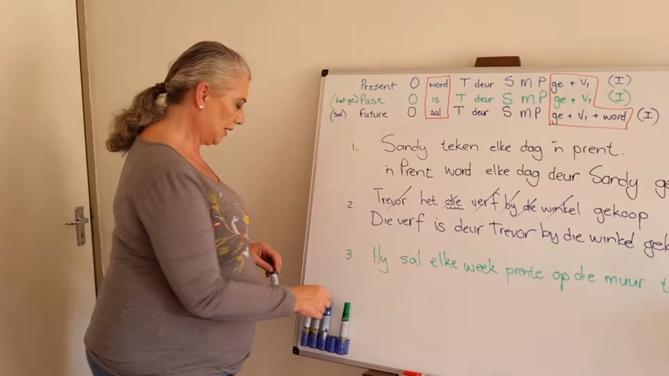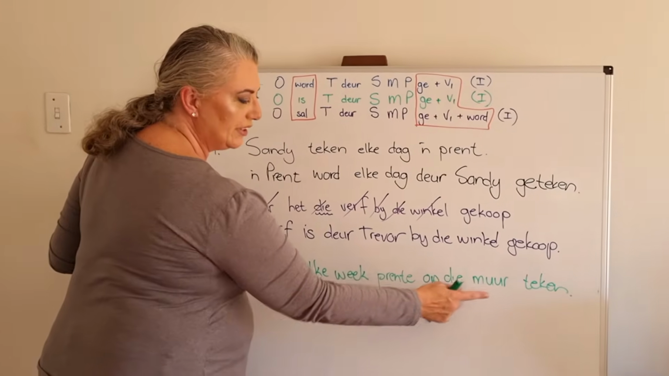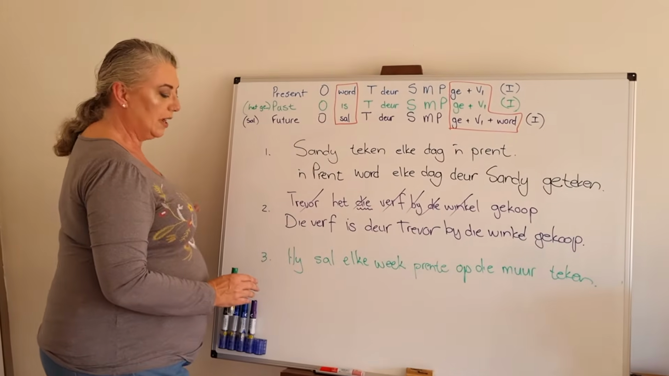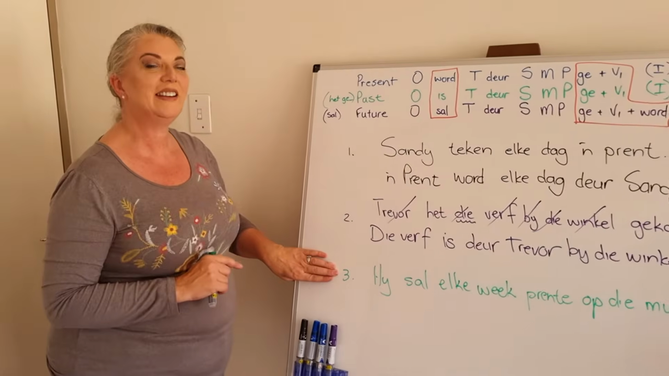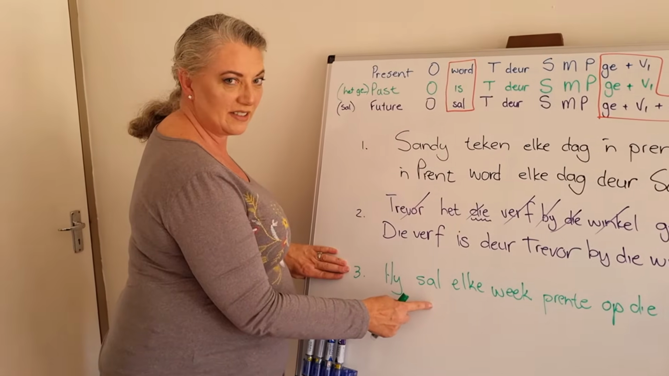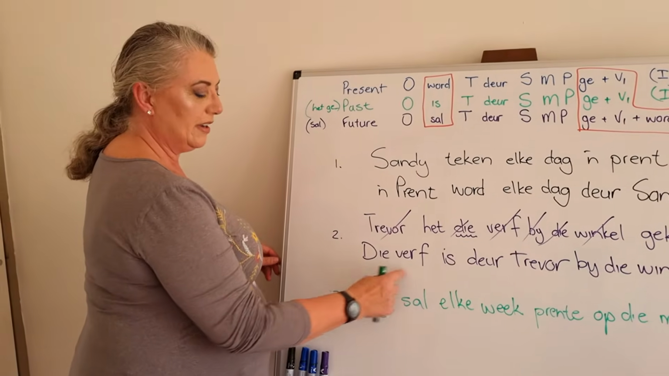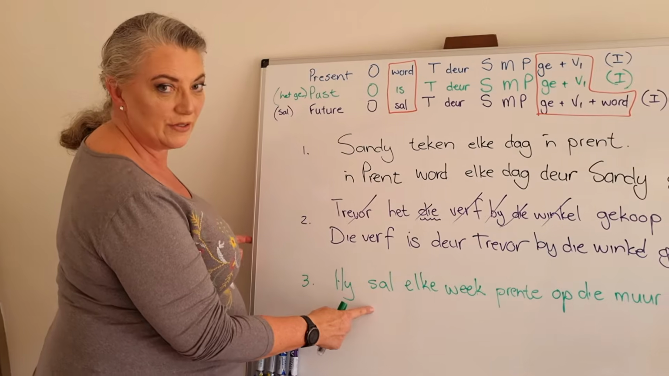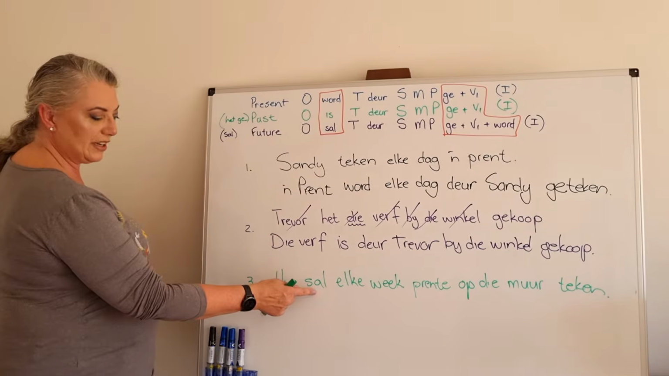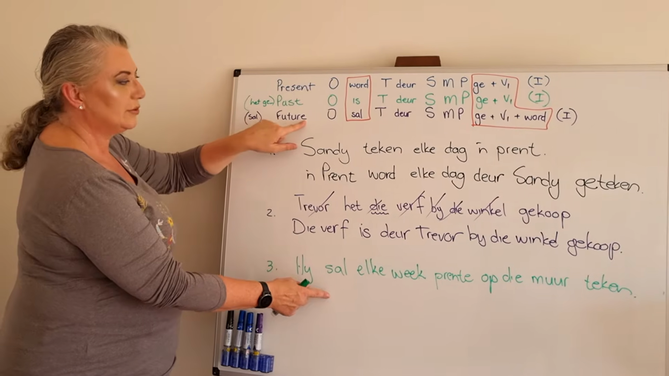Let's have a look at the last one. Hy sal elke week prente op die muur teken. He will every week draw pictures on the wall. Rule number 1. What is the tense? Verb number 1 in the sentence. Sal. Do you remember that sal is my future tense verb? So this sentence you can see already just by looking at the word that comes next. It is in future tense. So let's go to future tense.